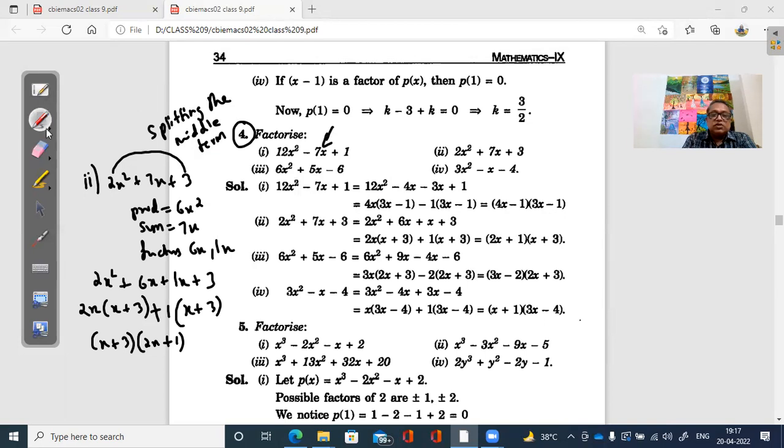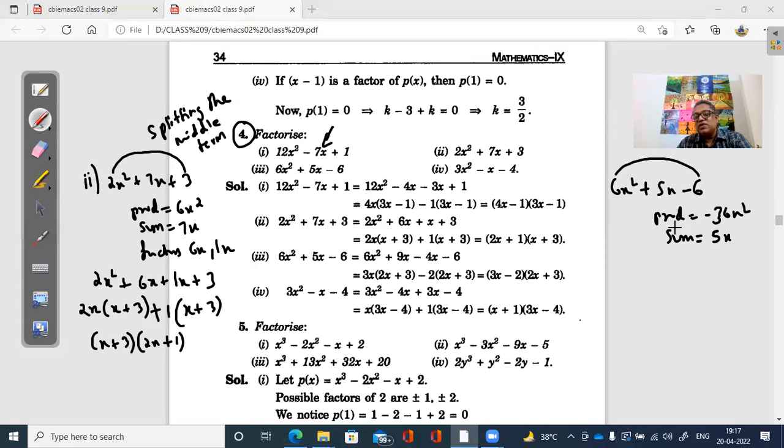Now we go on to the third part. The third part is 6x square plus 5x minus 6. This is our third part. Now when I multiply the first and the last part, the product is minus 36x square. I multiplied both, the first and last. And when I add, I should get the number at the center, that is 5x. So multiplying gives minus 36, adding gives 5.